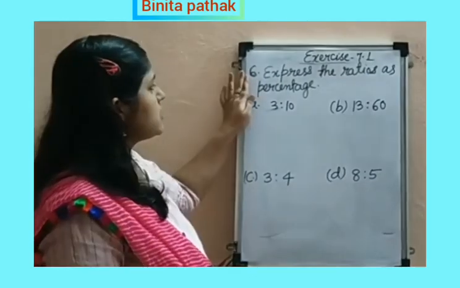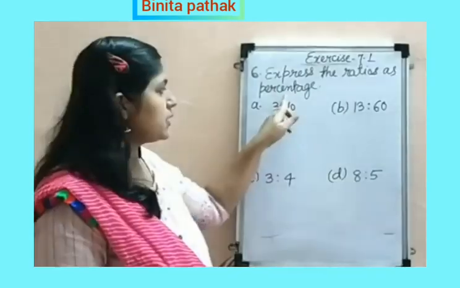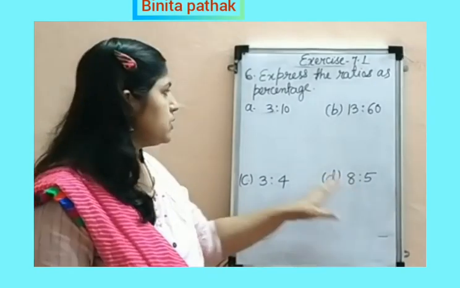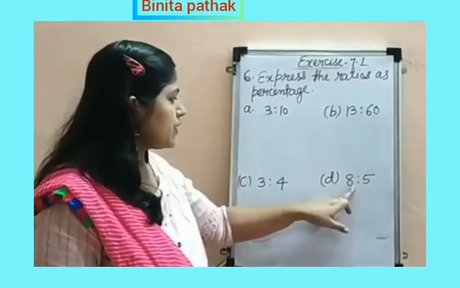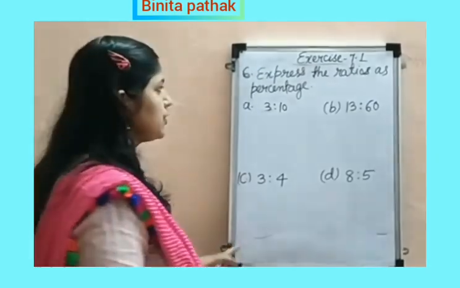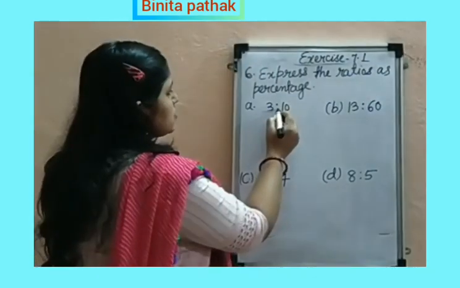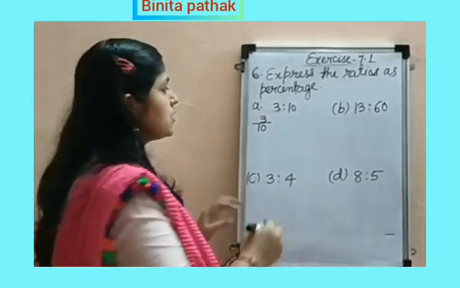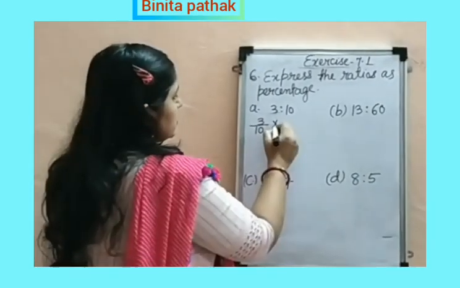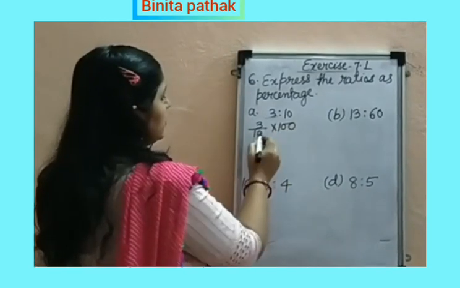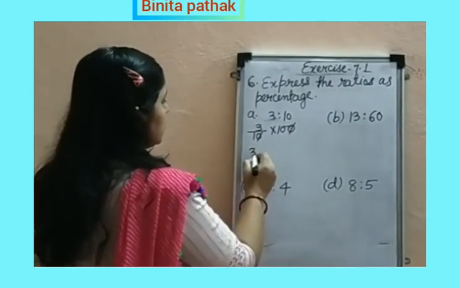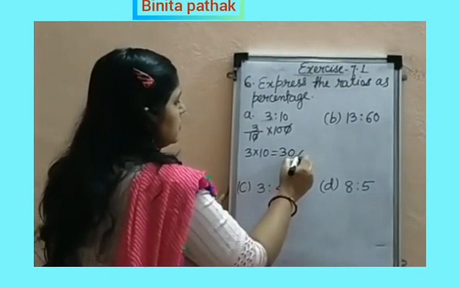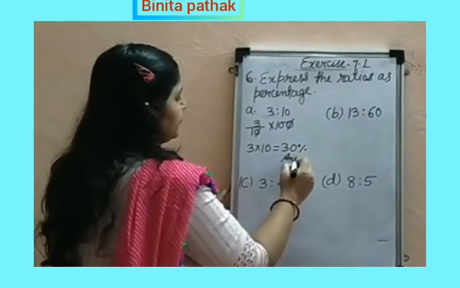Now let's do our last question, that is question number 6. Question number 6 is express the ratios as percentage. Questions are given in ratio and we need to convert them into percentage. So first we will convert it into a fraction, then we will convert it into percentage. 3:10. We can write it as 3 upon 10. Now for percentage, we will multiply it by 100. Cancel 10 by 10. We have here 3 into 10, that is 30% answer.